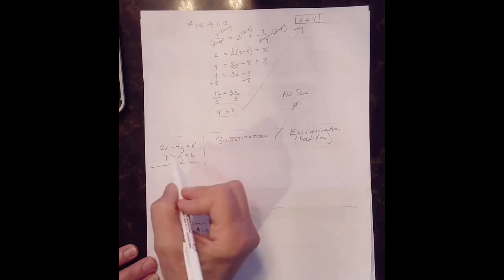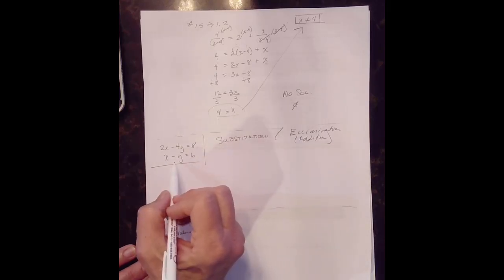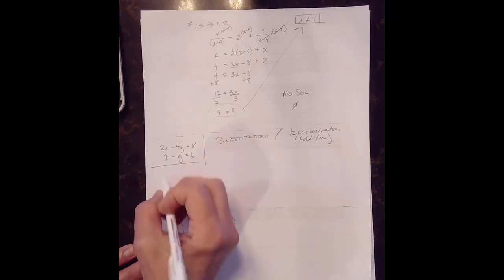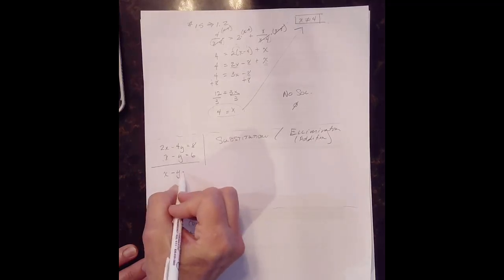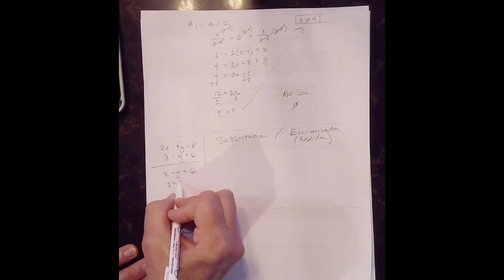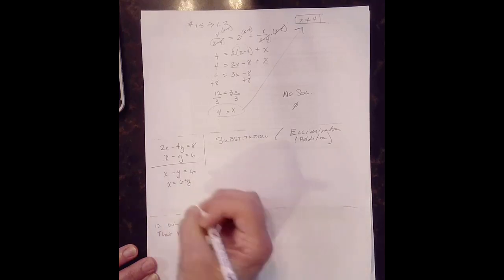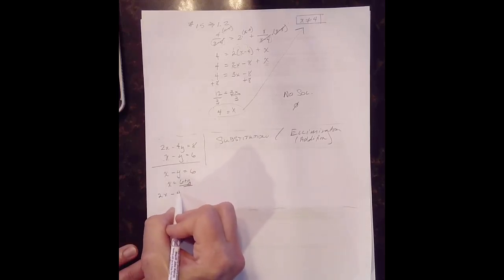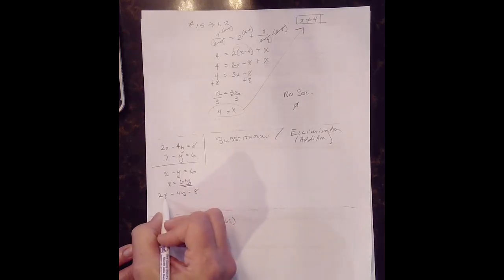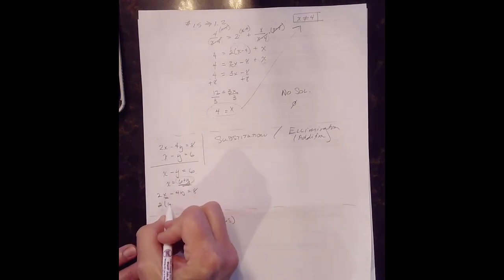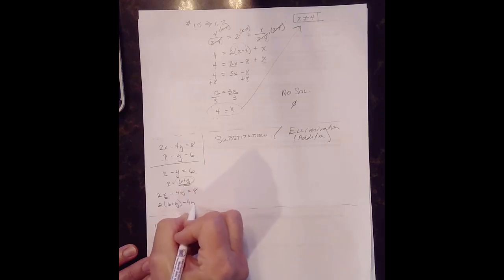So I'm going to start with one of my equations, and I'm going to need to go ahead and solve for one of my variables. Well, the second one already has a leading coefficient of 1. So I'm going to take the second equation, x minus y is equal to 6, and I'm going to add y to both sides. So x is going to equal 6 plus y, or y plus 6. Now my second part is 2x minus 4y is equal to 8. Now wherever I see the x, I can replace it with the 6 plus y. So I'm going to go ahead and go 2 times (6 plus y) minus 4y is equal to 8.